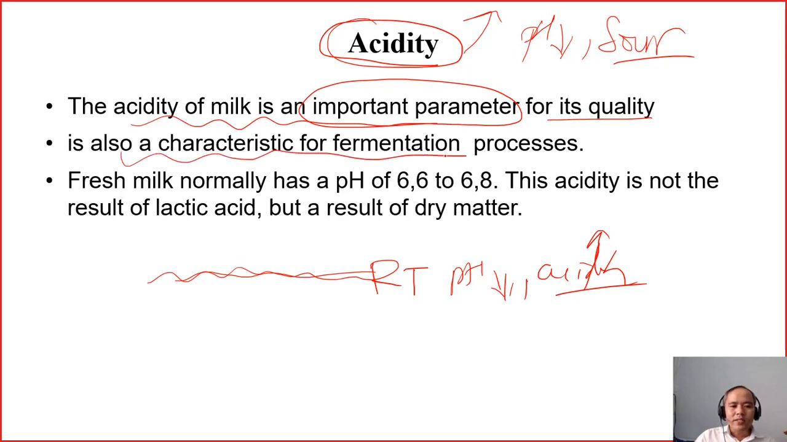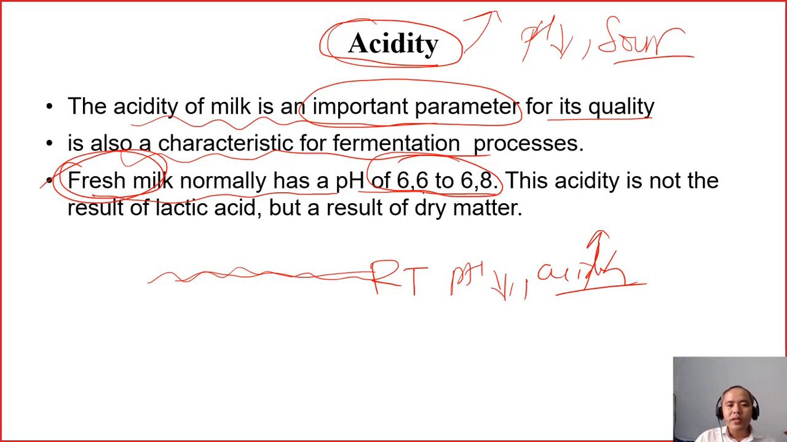It's also a characteristic for fermentation processes. For example, during fermentation of yogurt, pH is an important parameter to explain the fermentation process. So during fermentation of yogurt, the pH should go down. But during storage of raw milk, pH should not go down, it should be stable. Fresh milk normally has pH from 6.6 to 6.8. This is the normal pH value of fresh milk.